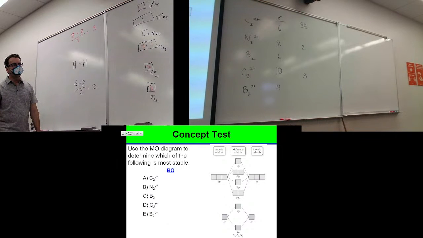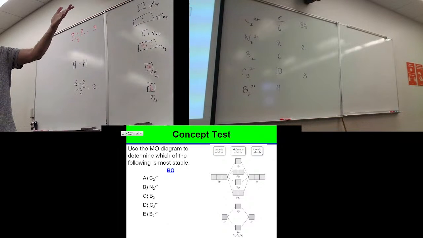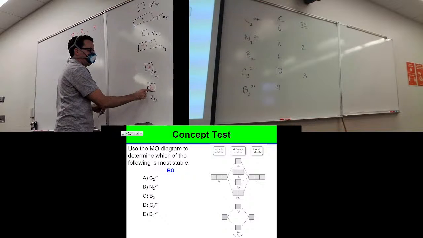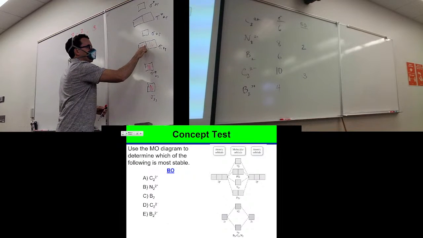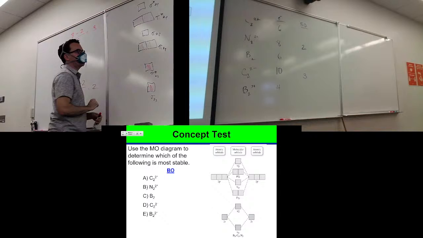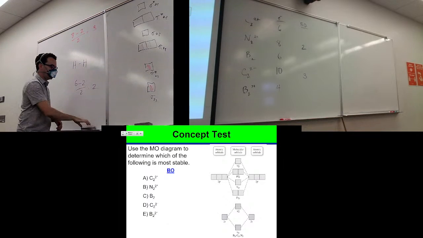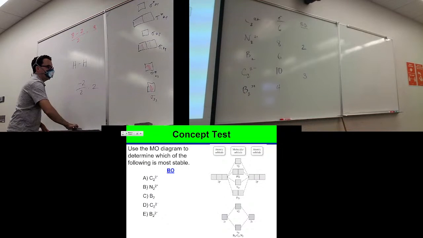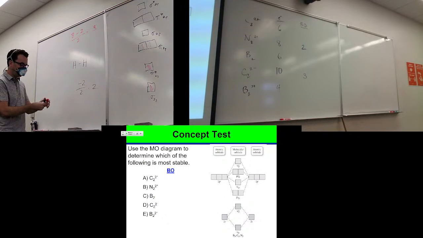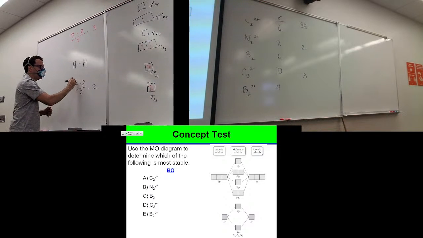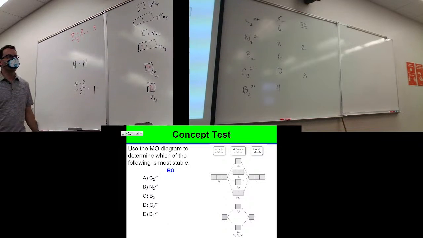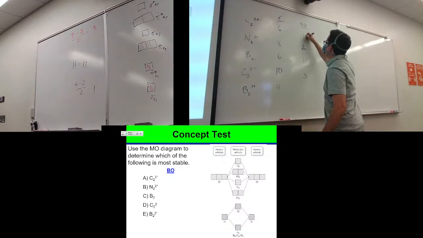When I get to number 6, or B2 or C2 2+, these only have 6 total electrons. 2, 4, 5, 6. That's what 2 of those things look like. So the only thing different is there's only 4 electrons in bonding orbitals. Still 2 electrons in antibonding orbitals. The bond order is going to be 1. This one's going to be 1, and that one's going to be 1.